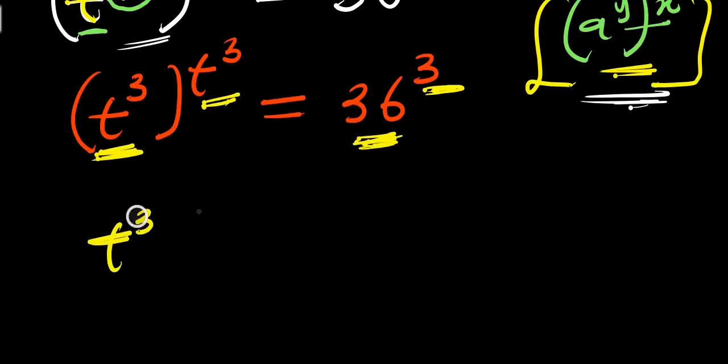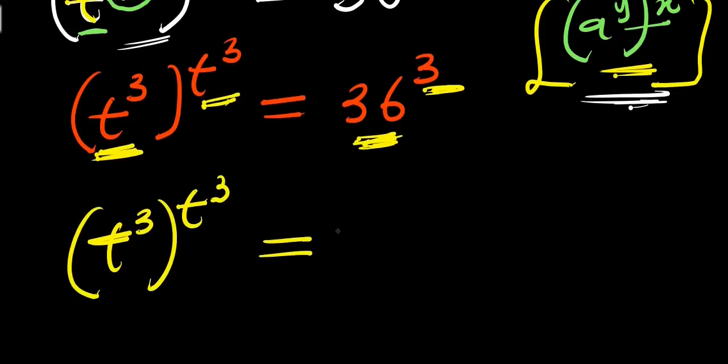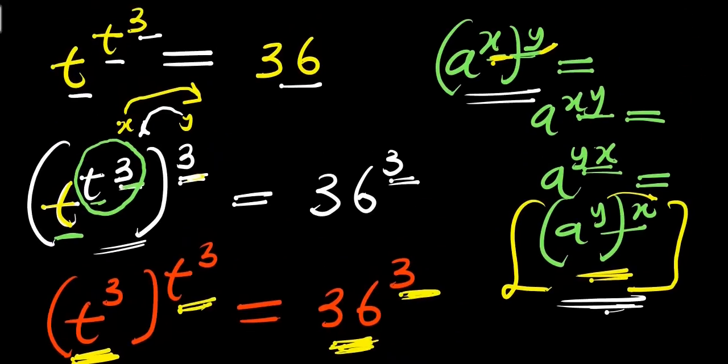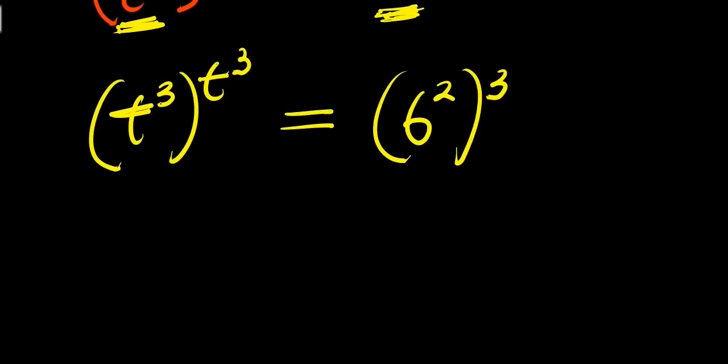We have t power 3 raised to the power of t power 3, and this equals, here is 36. 36 is a perfect square, which is 6 to the power of 2. And this is raised to the power of 3. Have you seen it? Now, this leads us to the same identity right here. If you have a power x power y, this equals x times y. So we can multiply the exponent following this other identity. Have you seen it? So we are now going to multiply this out. That means we are going to have t to the power of 3.